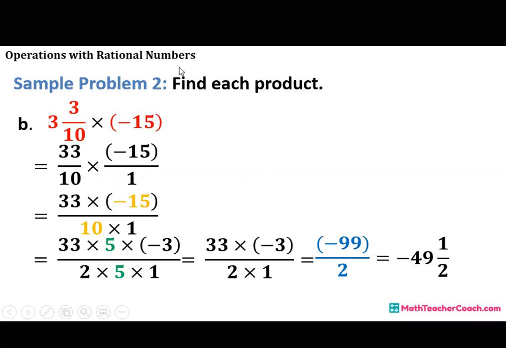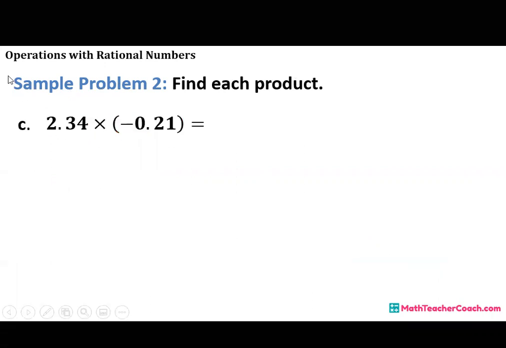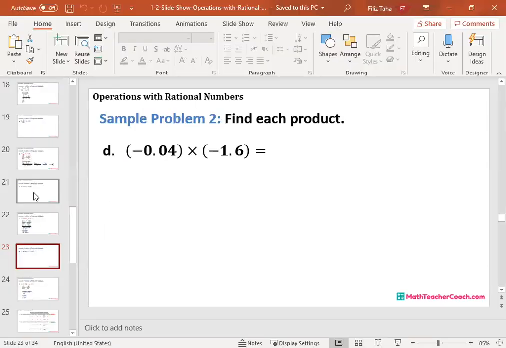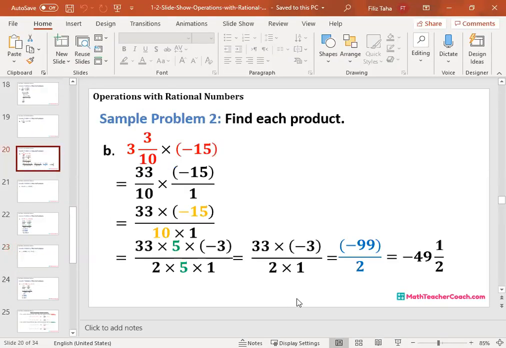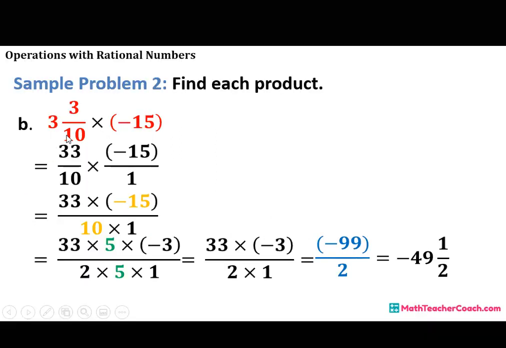Then again, we will change mixed into fraction. We will multiply 3 times 10, it will be 30, plus 3, it will be 33 over 10. And then negative 15, I will change it into fractional form, so it will be negative 15 over 1. Then now 33 times negative 15 and 10 times 1.